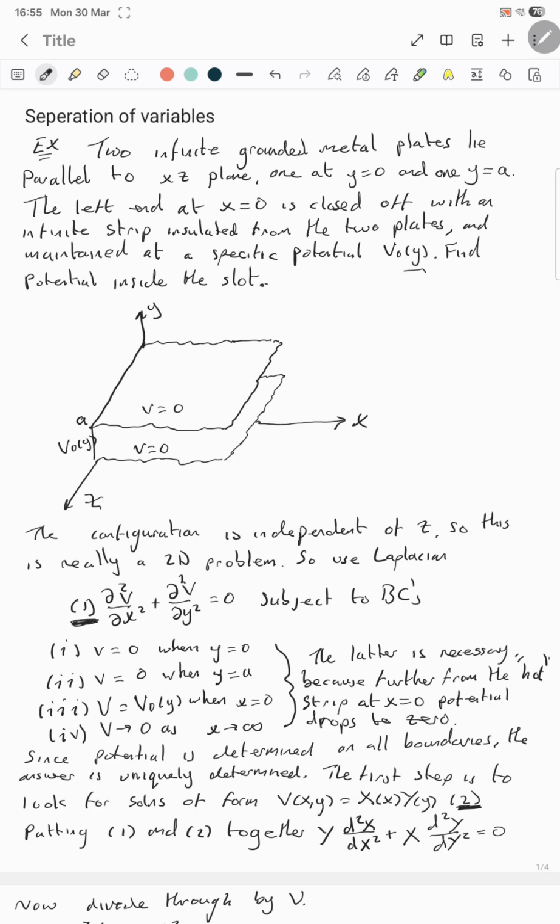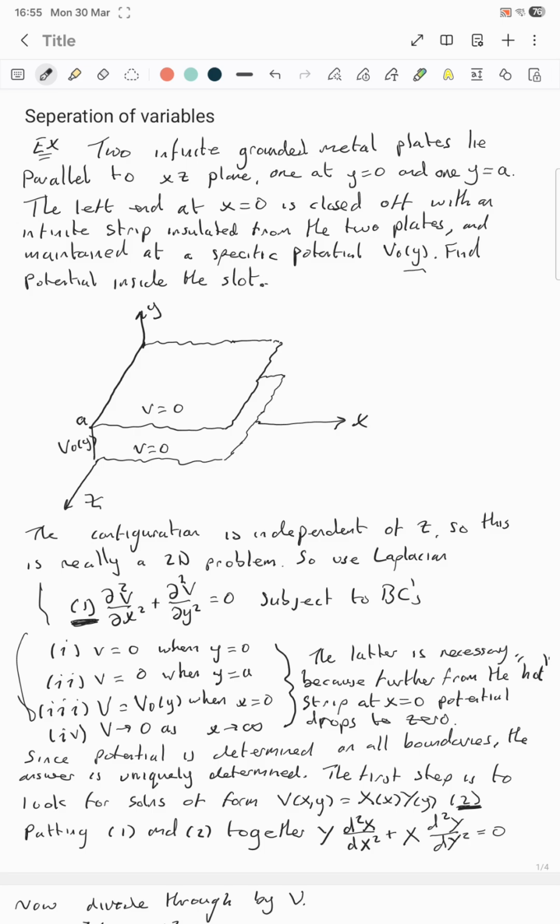Now the configuration is independent of z, so this is really a 2D problem. So we can use the Laplacian here. We call this equation 1, subject to the boundary conditions here, where our potential is 0 when y equals 0, and so on. The latter is necessary because far from the strip at x equals 0, the potential drops off to 0. Since the potential is determined on all boundaries, the answer is uniquely determined.